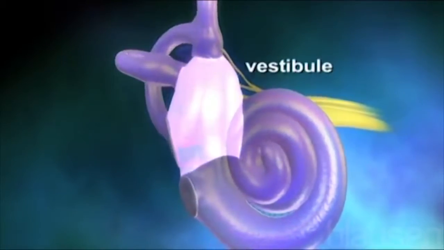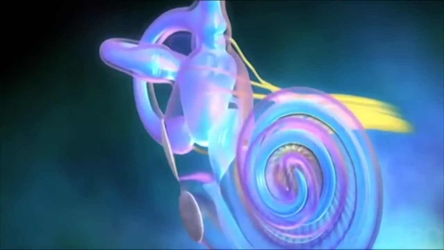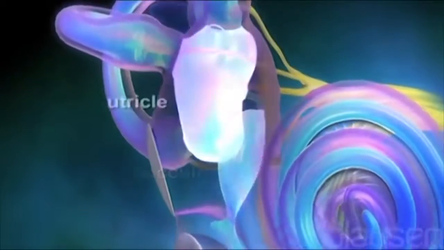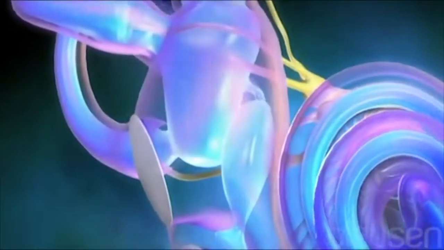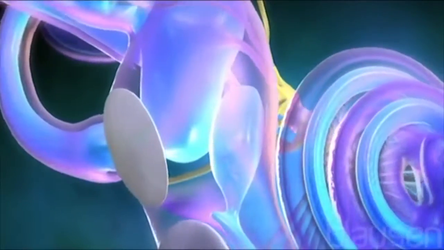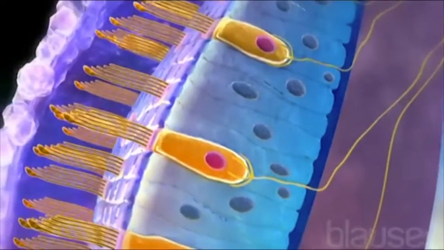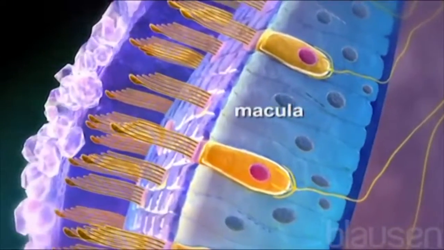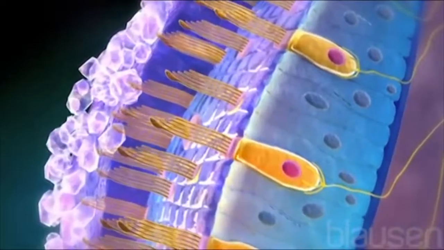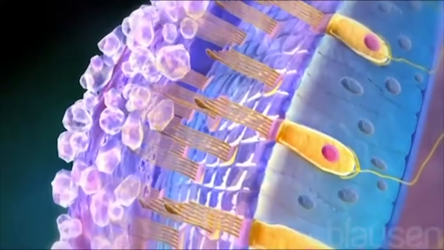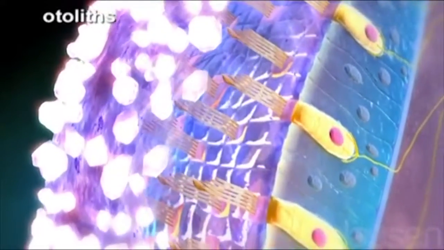Continuous with the semicircular canals is the vestibule. The vestibule is made up of 2 chambers, also filled with endolymph, called the saccule and the utricle. Both have maculae, which are the receptors of the vestibule, and consist of bundles of hair cells that respond to fluctuations between movement and staying still. The maculae are covered in a gelatinous layer.